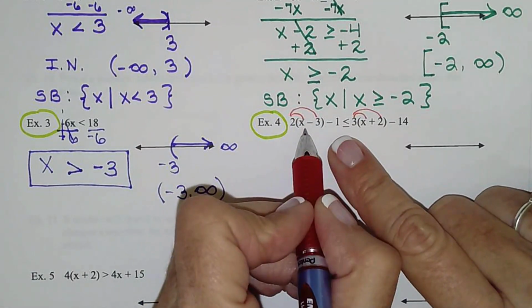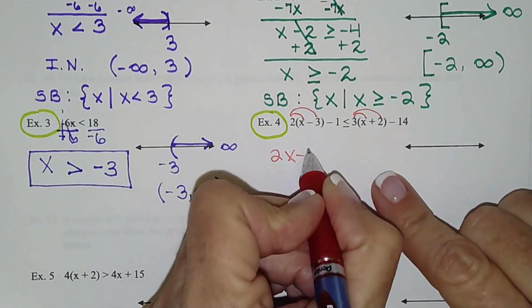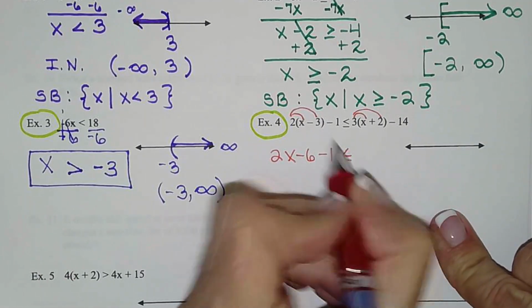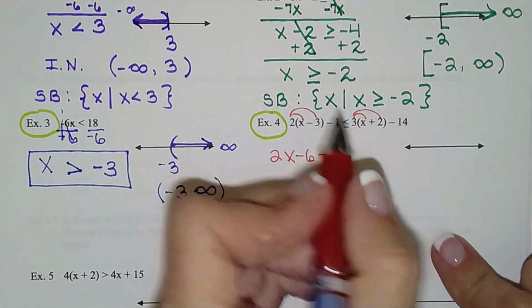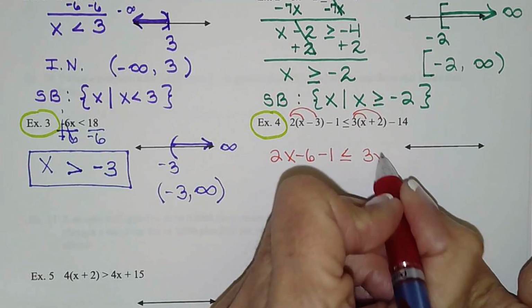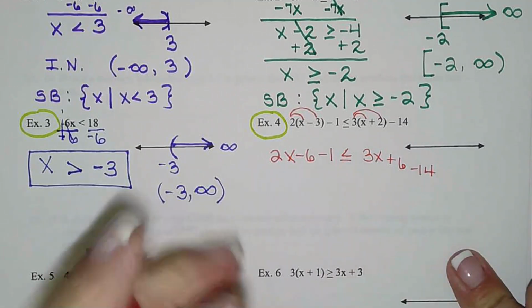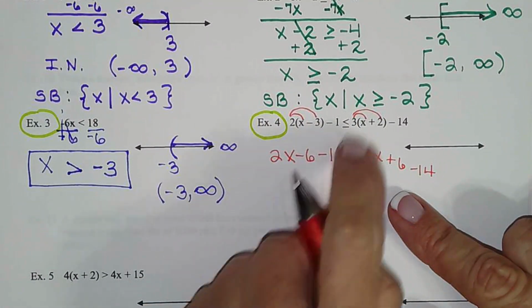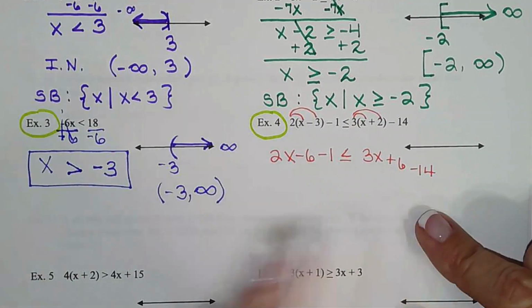So we have 2x minus 6 minus 1 is less than or equal to 3x plus 6 minus 14. Trying not to run into the graph there. So 2x minus 6 minus 1 less than or equal to 3x plus 6 minus 14.